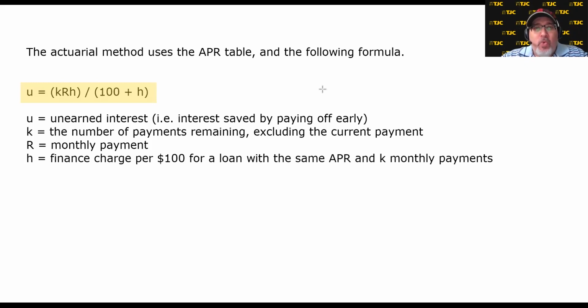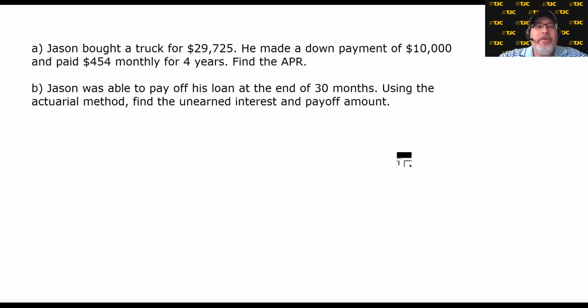Now, there's one hang up in using this formula, and it's the value of H. Because the value of H assumes that we already know the APR for the installment plan that we're in. And if we don't know the APR, then we have to calculate the APR like we did in the previous video. Let's take a look at an example.